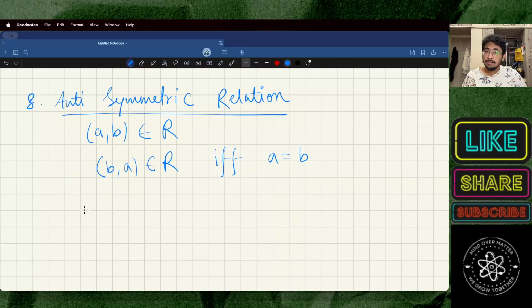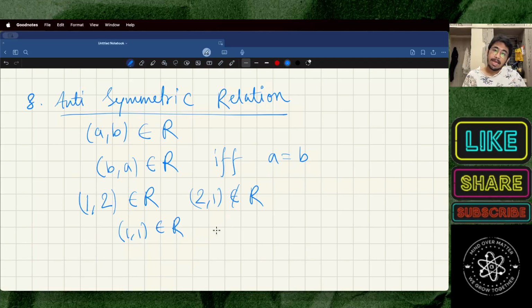So if 1 comma 2 is an element of R, then 2 comma 1 cannot be an element of R for R to be antisymmetric, because they are not the same. But 1 comma 1, if it is an element of R, this implies that by interchanging them, this is also an element of R.